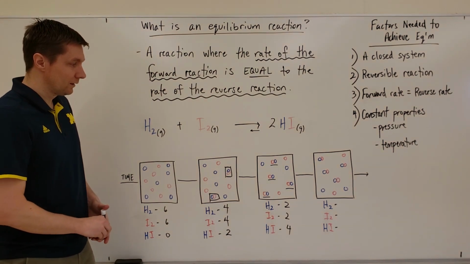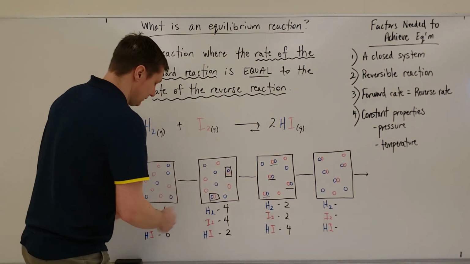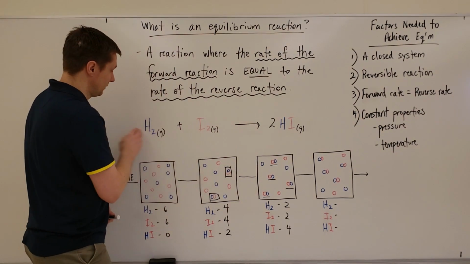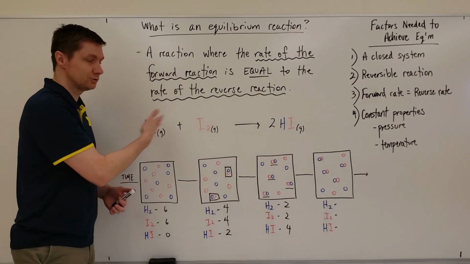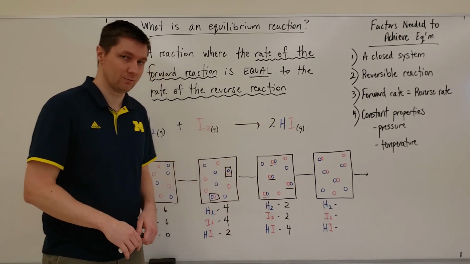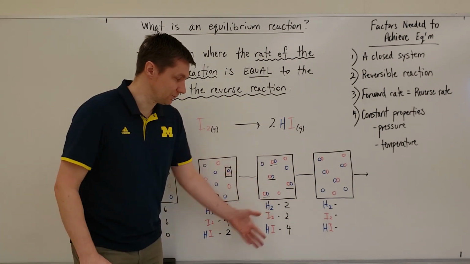And at this point, what this reaction is showing us now is that it's following our coefficients, where I've got one of these and one of these makes 2 of these. So however many hydrogens and iodines I have, I should have twice as many hydrogen iodide molecules. And that ends up being the case here in this box.